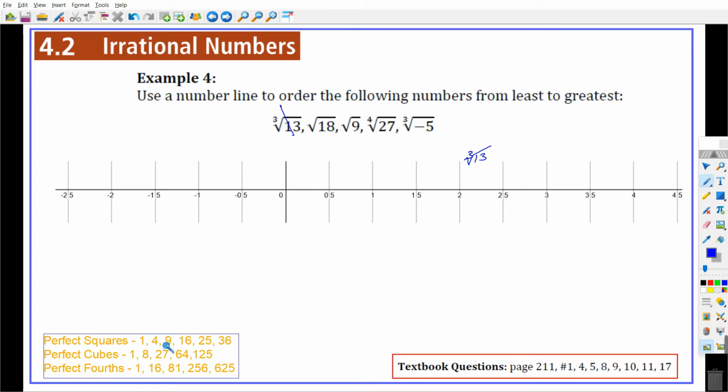Square root of 18. We know 16 is a perfect square, 25 is also a perfect square, so it's going to be somewhere between 4 and 5, and much closer to 4. So we're going to put the square root of 18 somewhere up here. Square root of 9 is 3 on the nose.